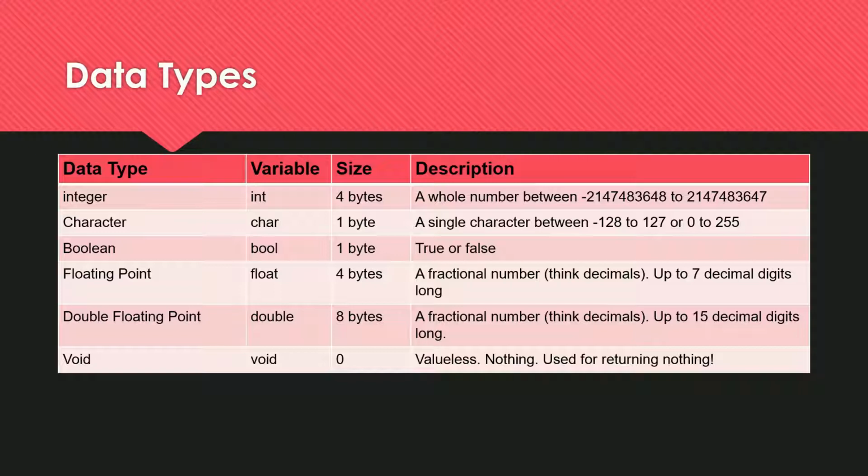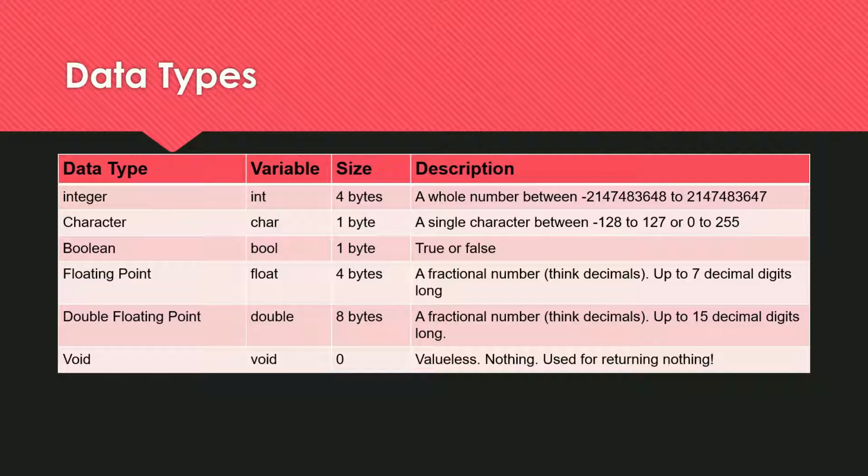But these are all variables. An integer is actually the variable int. Now it's 4 bytes in size, and it has to be a whole number. You can look on this graph here and you can see it's a pretty big whole number, either negative or positive.